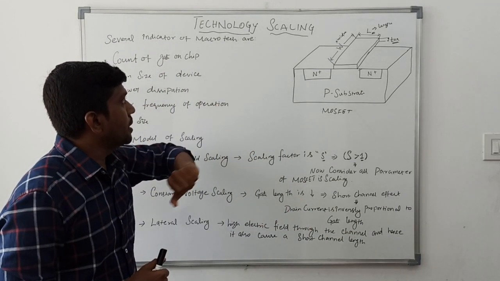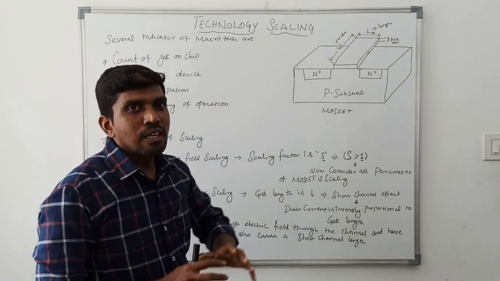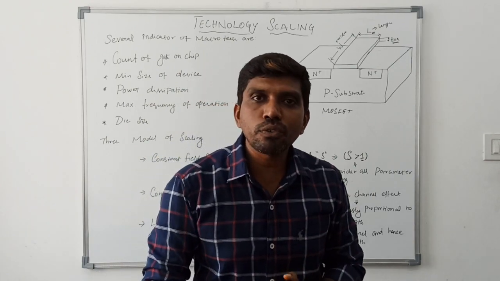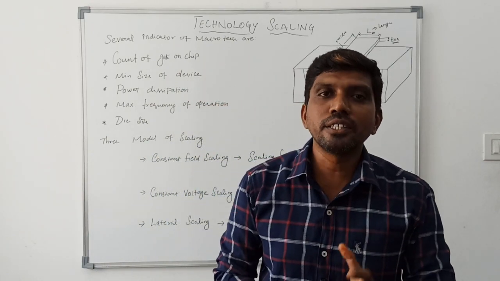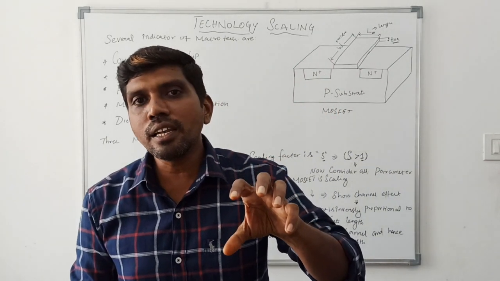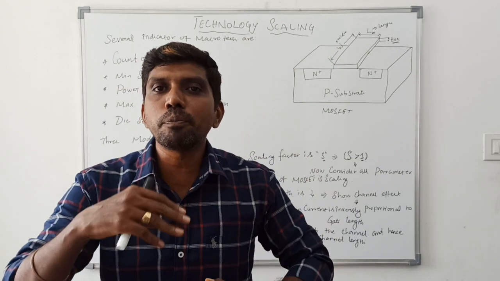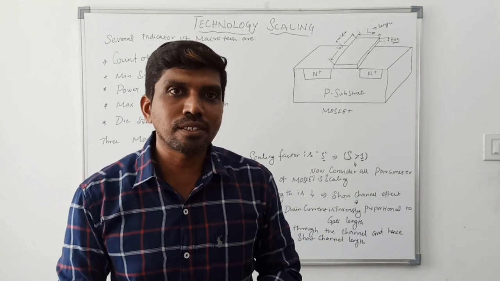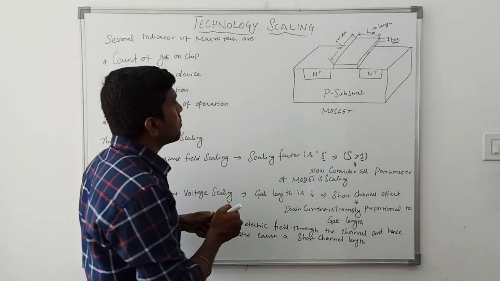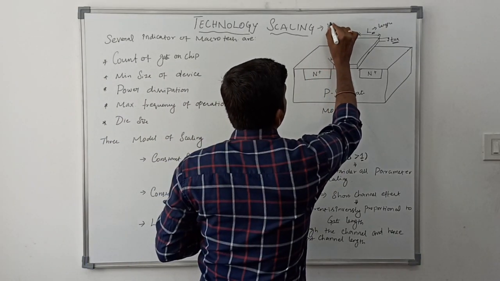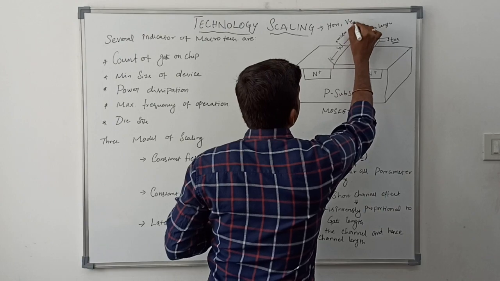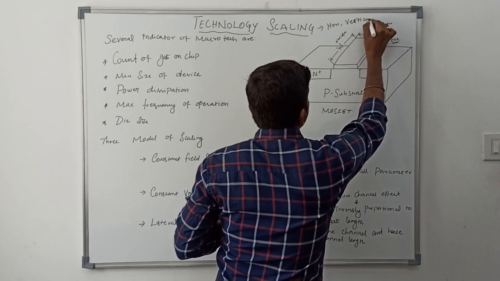So what is scaling? The definition of scaling is changing the dimension of the transistor or IC. It's called scaling. This scaling technology is mainly used to improve the performance of the transistor. This scaling is applicable for both the horizontal direction and the vertical direction.